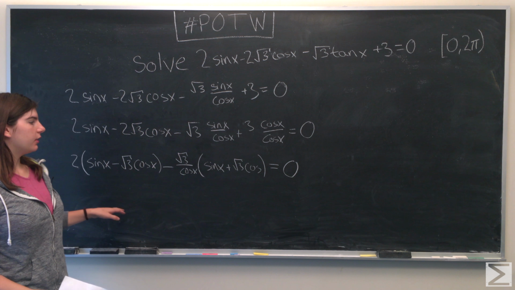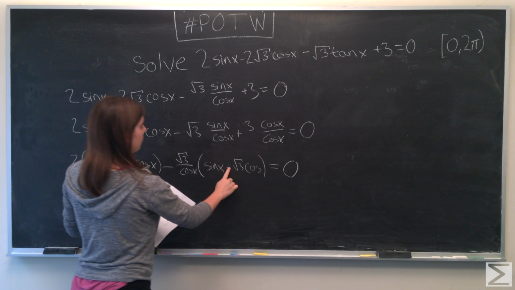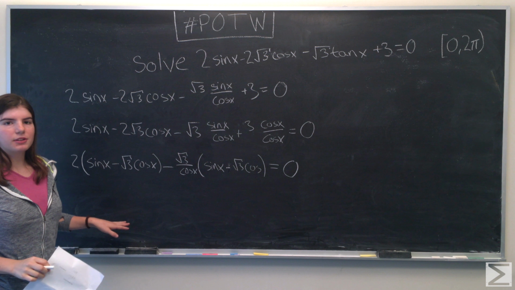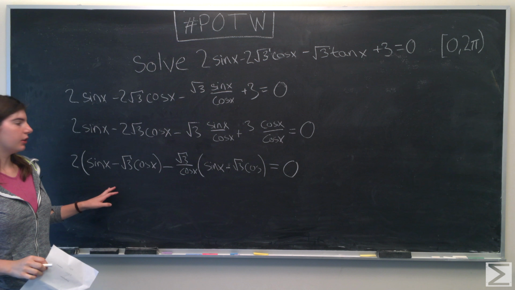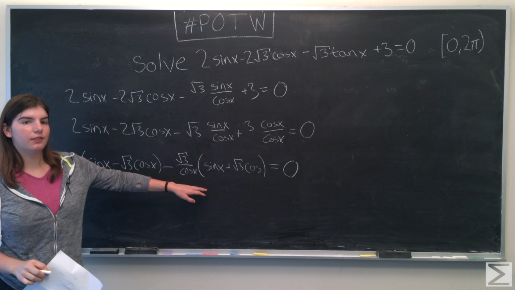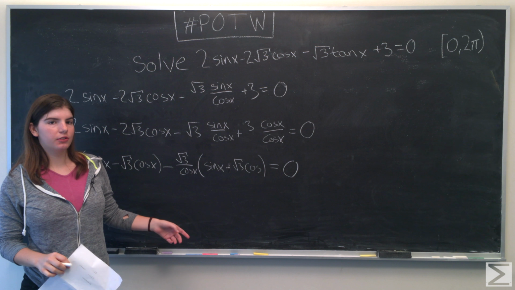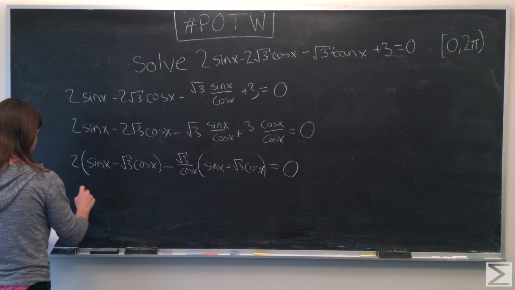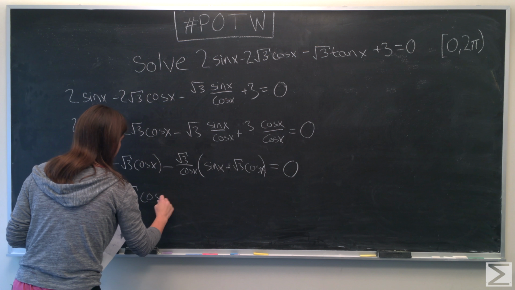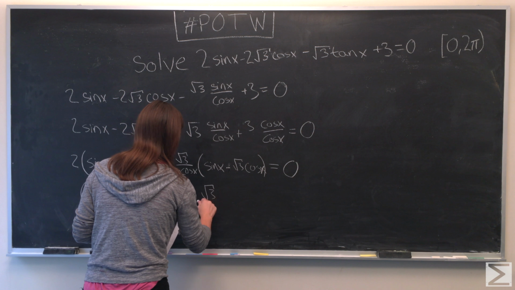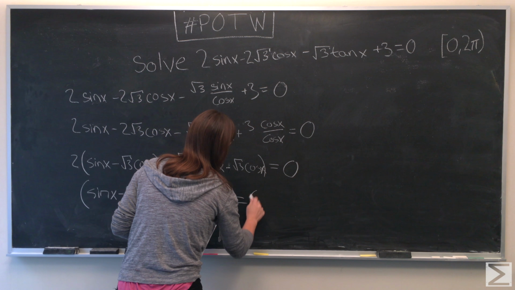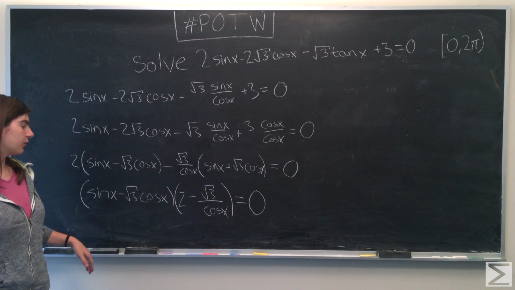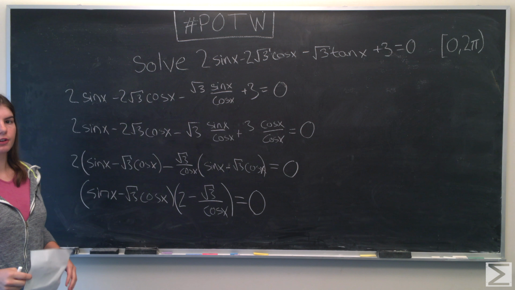And the reason why we did this is because you can see that both of these terms have a sine of x minus square root of 3 cosine of x, so we can factor out that term. Now we have the equation factored, and we can solve, so we set each factor equal to 0.